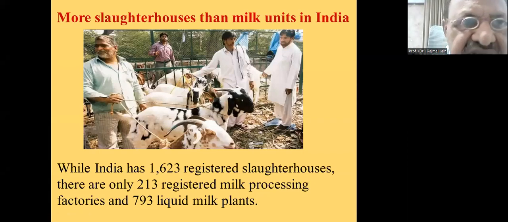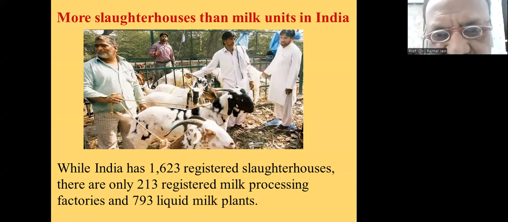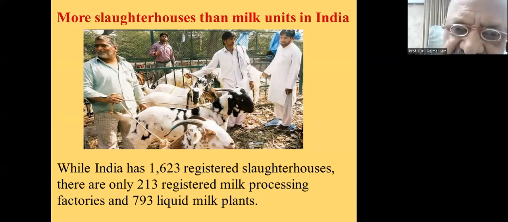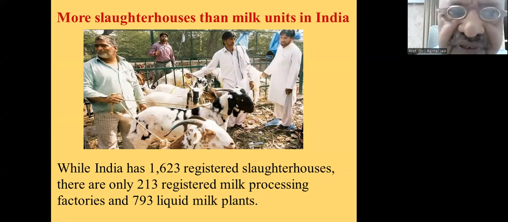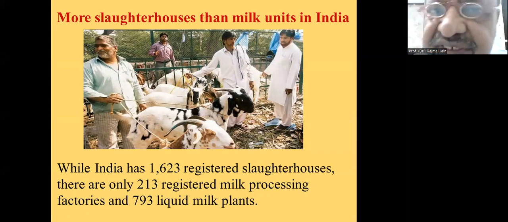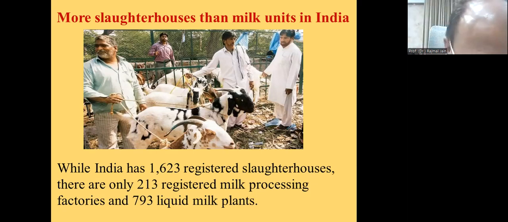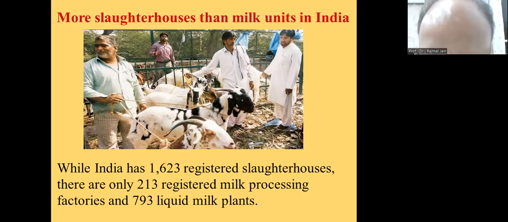I told you that we have a large number of slaughterhouses. India is exporting a lot of meat, non-vegetarian food, outside, so it must have a large number of slaughterhouses. The only eye-opener is that there are more slaughterhouses in India than milk units. Children need milk, but milk is always in crisis in India. This is the old number, but now there are 2,000 registered slaughterhouses, about 250 registered milk units, and about 700 or 800 liquid milk plants.